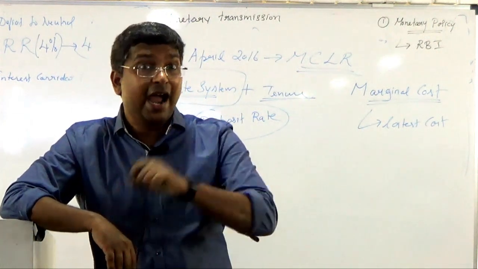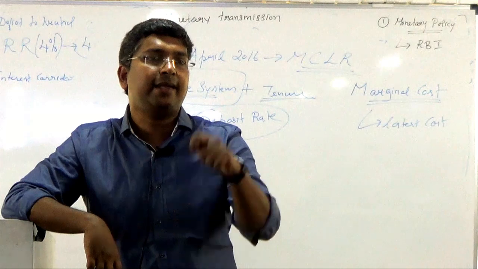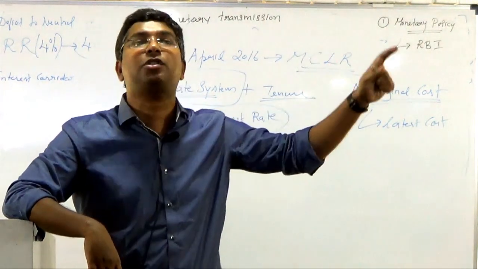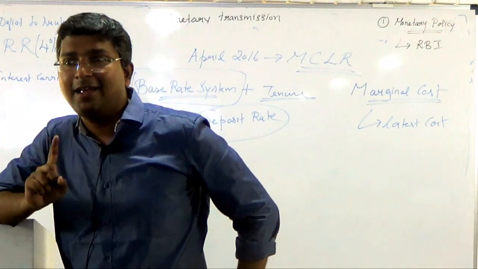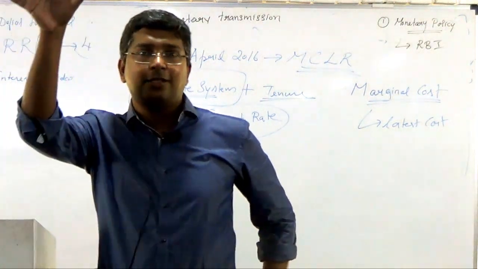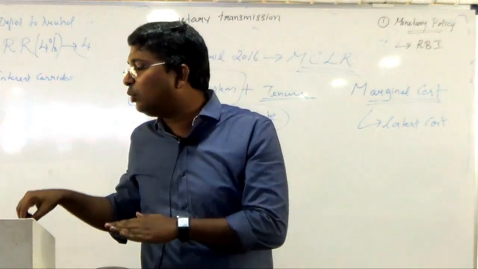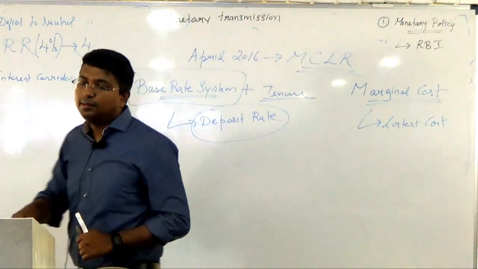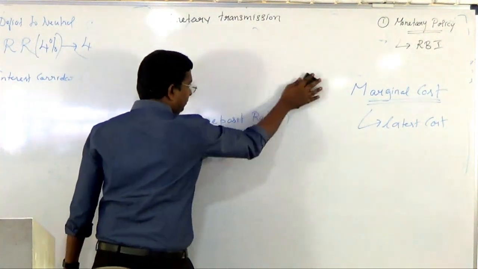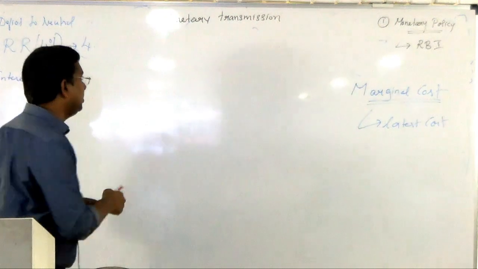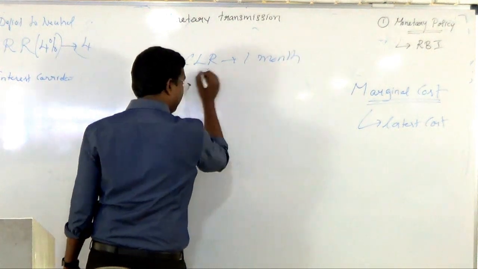Okay, and more than that, in order to make banks strictly shift to it, RBI has told every bank to do it monthly. Earlier it was not there. Every month the bank has to revise and announce its lending rate, so it has become very transparent. Every month the bank has to announce its lending rate. So this is another key feature of MCLR: every month.